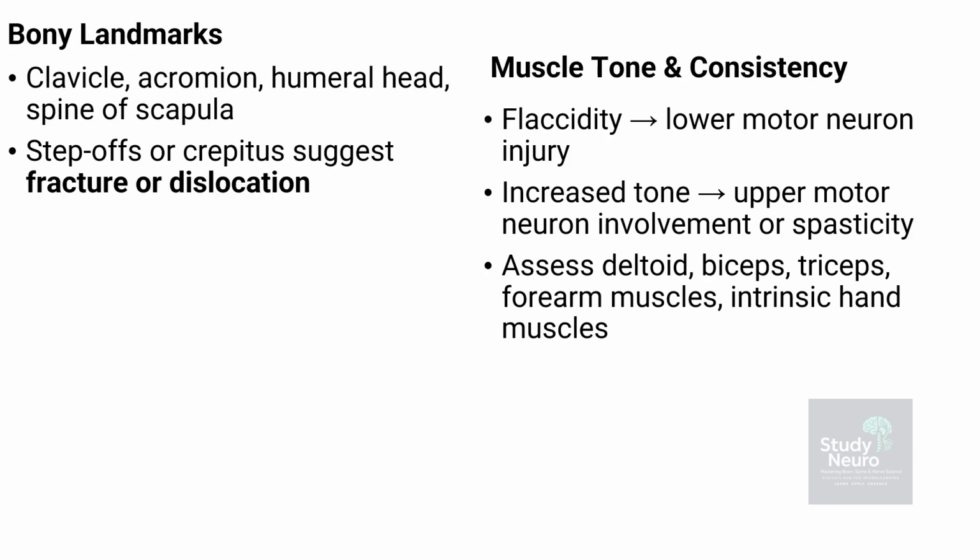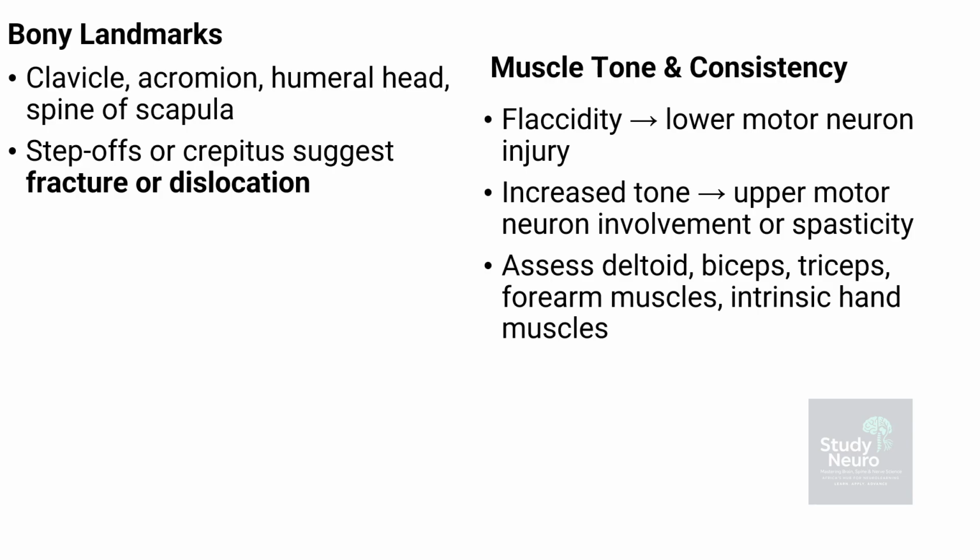During palpation, carefully identify key bony landmarks such as the clavicle, acromion, humeral head, and the spine of the scapula. Any irregular step-offs or a gritty sensation, known as crepitus, may indicate an underlying fracture or joint dislocation.